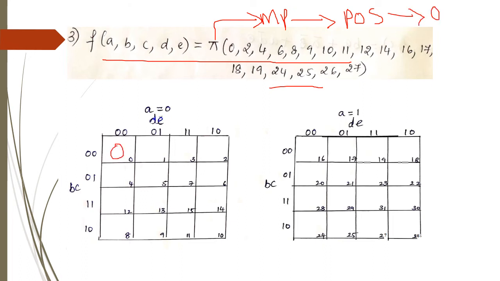0, 2, 4, 6, 8, I have 9, 10, 11, then 12, 14, then 18, 19, 24, 25, 26 and 27. Okay, so this is how we do the grouping. The cells are done, we fill the cells in the K-map. So next will be grouping.